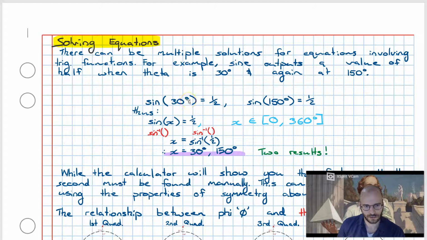Welcome to this video on the topic of advanced trigonometry. In this video we'll be having a look at how we can solve equations that involve the trig functions. Now there can be multiple solutions for equations involving trig functions.